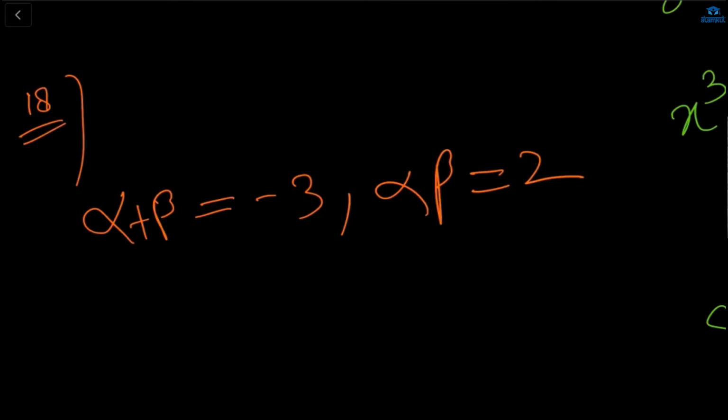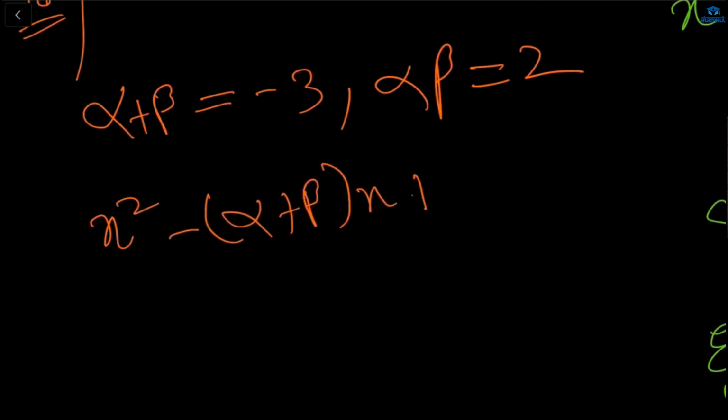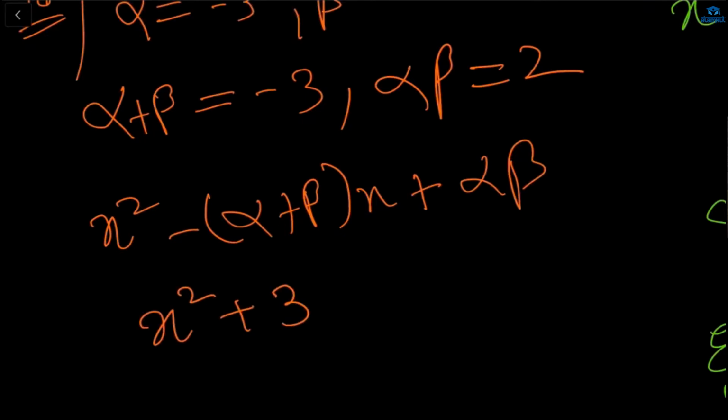So now how can you construct the polynomial? It will be x square minus (alpha plus beta, the sum of the zeros) x plus the product of the zeros. Okay, this will be the polynomial. So the required polynomial here is x square plus 3x plus 2. Okay, so this is the required polynomial.